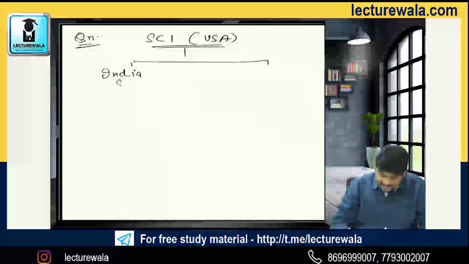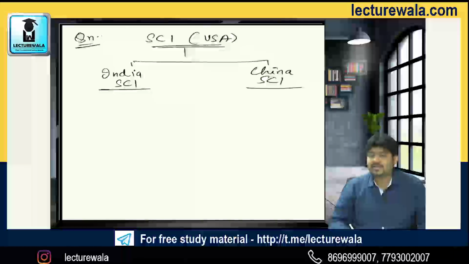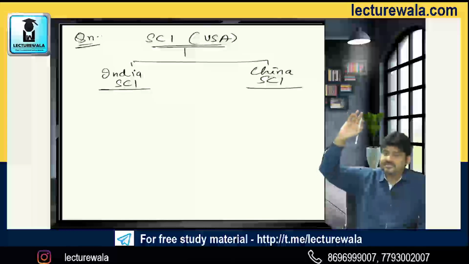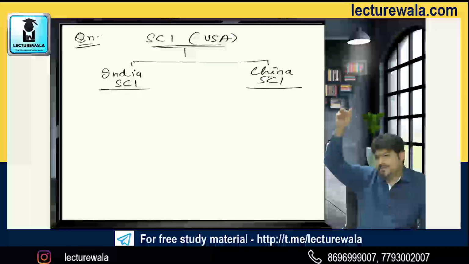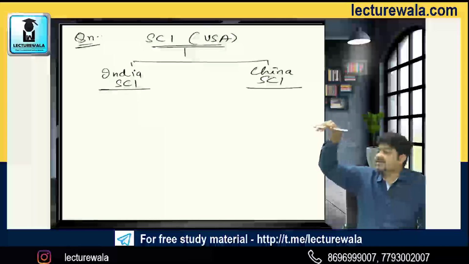Can I say this is India SCI? Can I say this is China SCI? Yes or no, guys? Yes. So this is India SCI, this is China SCI, both are subsidiaries and both are internally connected. Are India SCI and China SCI associated enterprises? Yes. Are we understanding this? These are both associated enterprises, no? Because their parent company is SCI USA, and SCI USA has a stake in India, SCI USA has a stake in China.